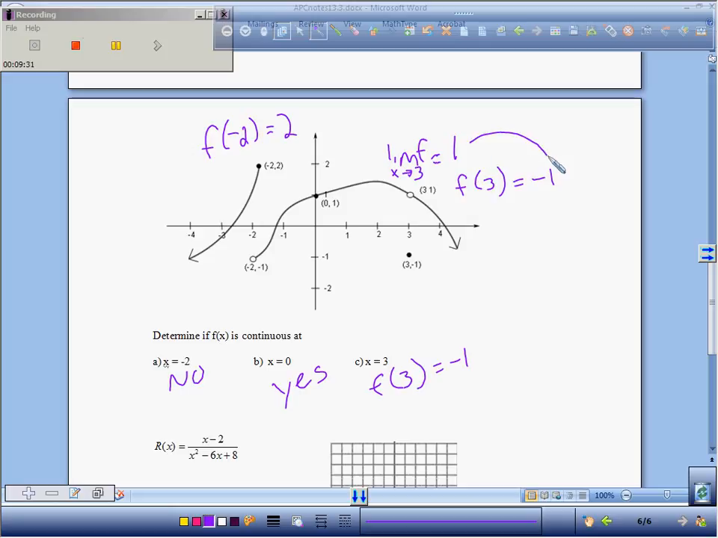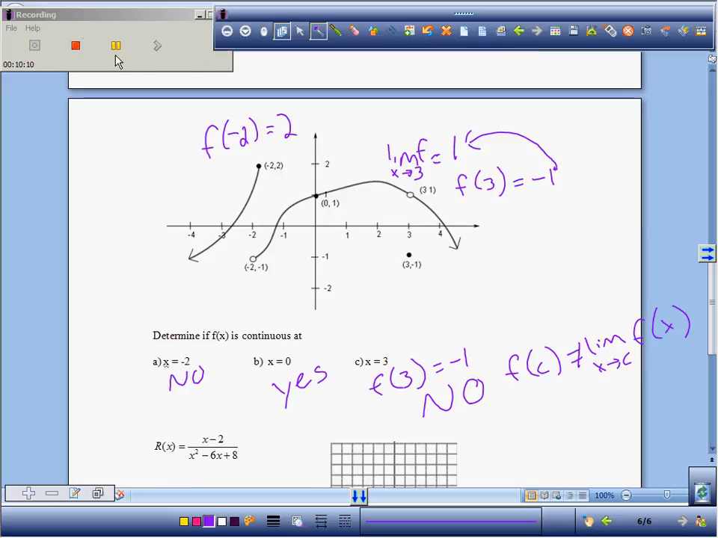So the function is defined there, and it has a limit. But in order for it to be continuous, these two things need to be the same. Okay? So the answer to this is no, because f of c is not equal to the limit as x goes to c of f of x. So that's why, even though it has a value there, it has a removable discontinuity. And this is called a step discontinuity for your purposes.